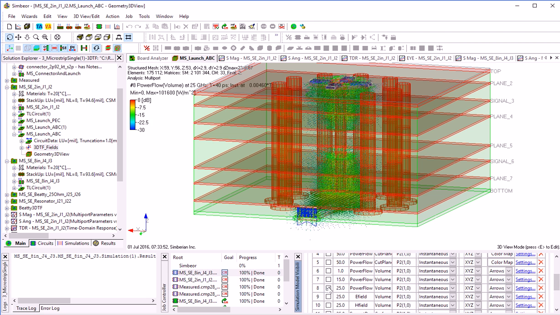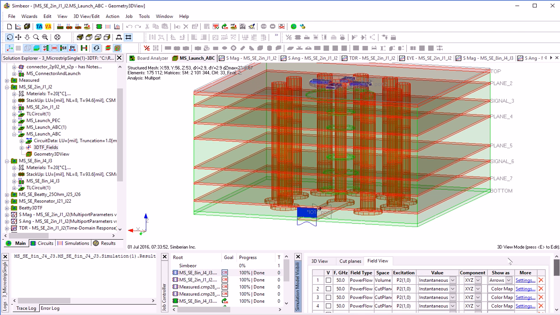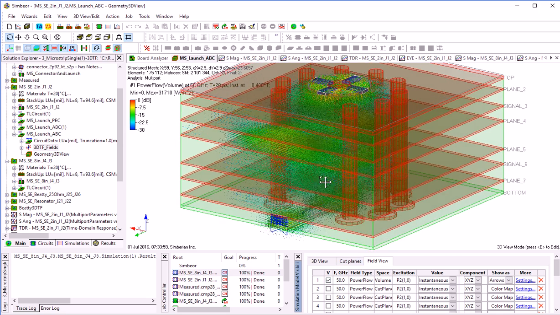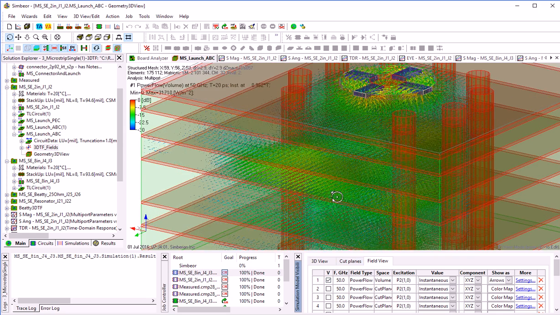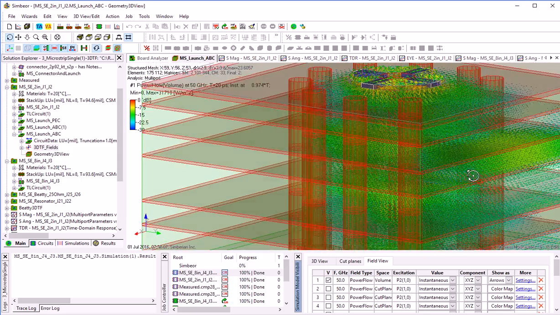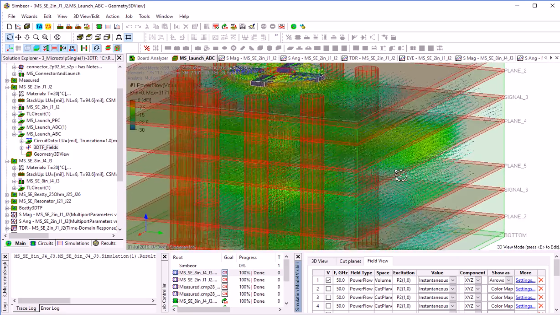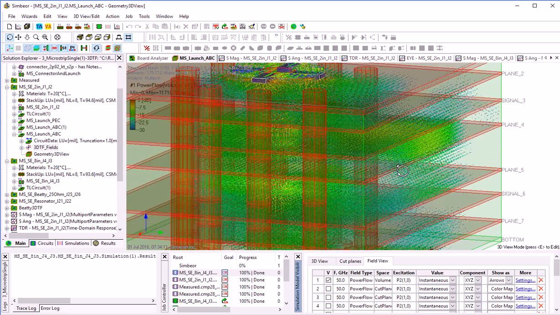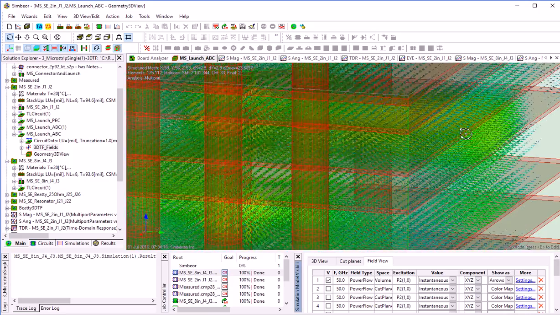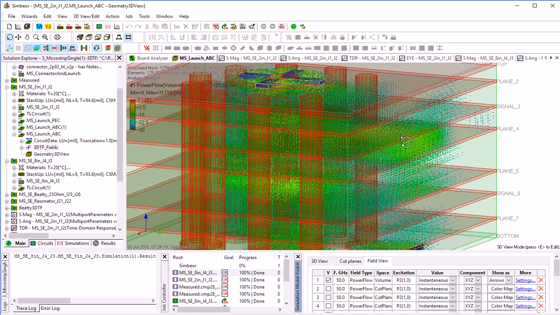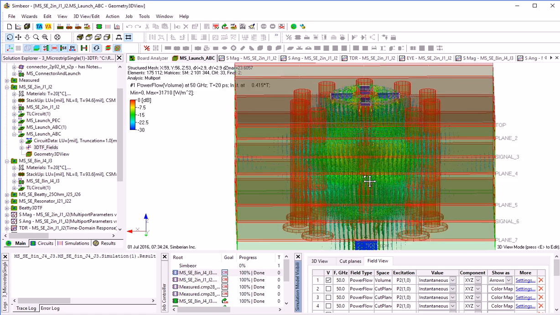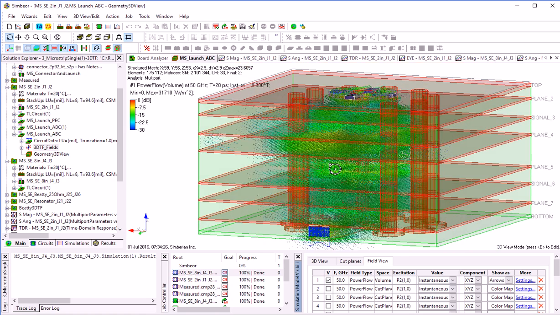What about 50 gigahertz? Wow. What happens at 50 gigahertz? Well, we can see that the power flow goes outside of this caged area. And you can see it just goes in this direction between the planes, so the arrows are pointing sideways. What happens? Well, the launch loses the localization property.